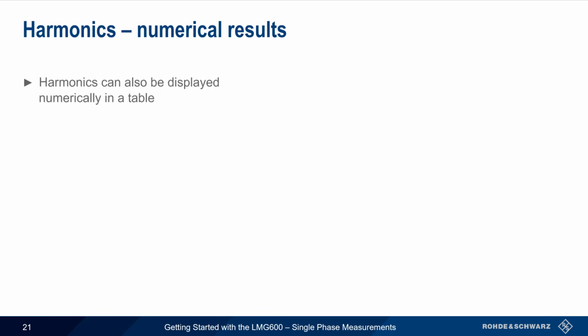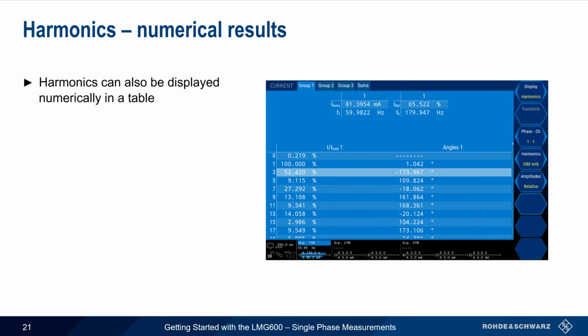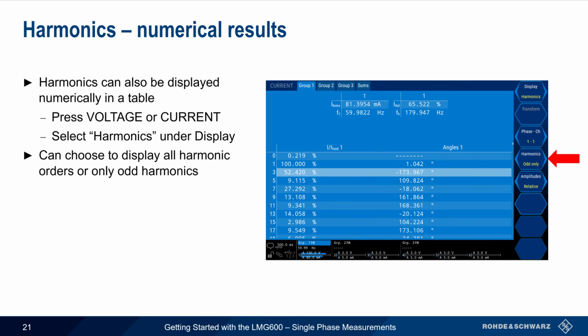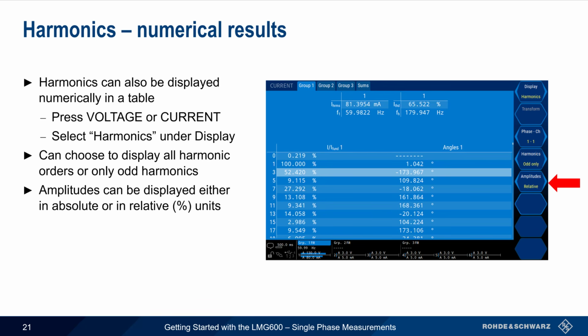In addition to the graph view, harmonics can also be displayed numerically in table format. This is done by pressing either the voltage or current hard key, and then selecting Harmonics under Display. As with the graph view, it's possible to choose whether all harmonics or only odd-order harmonics are displayed. The amplitude results can be displayed either as absolute values or as relative values, that is, as a percentage relative to the level of the fundamental.